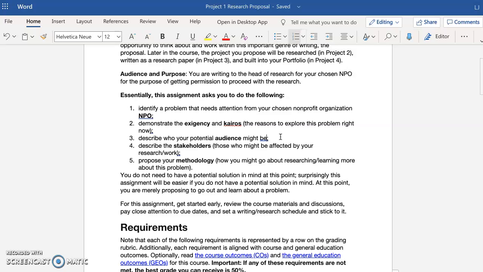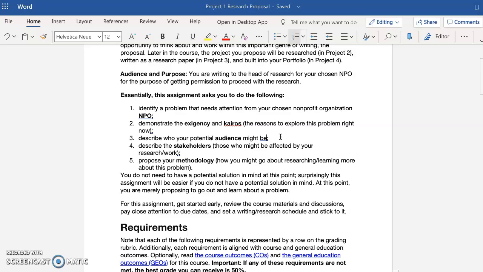Describe the stakeholders. Stakeholders is another term that many of you have not had to deal with, but it is a term that is used in business a lot. Stakeholders are very simply anyone who is going to be affected by the change or by the problem. In the case of the farmers' legal aid, indirectly, in a sense, all of us are affected by that because everyone gets their food from farmers. So that could be a long list.